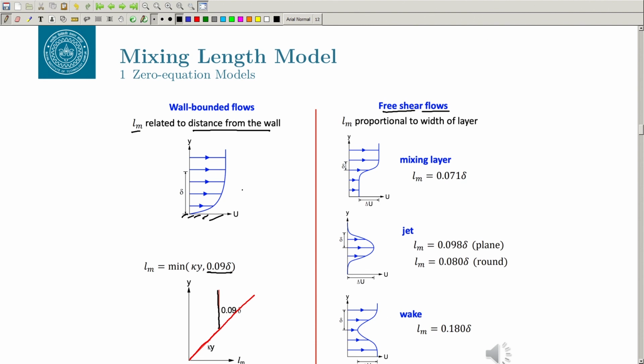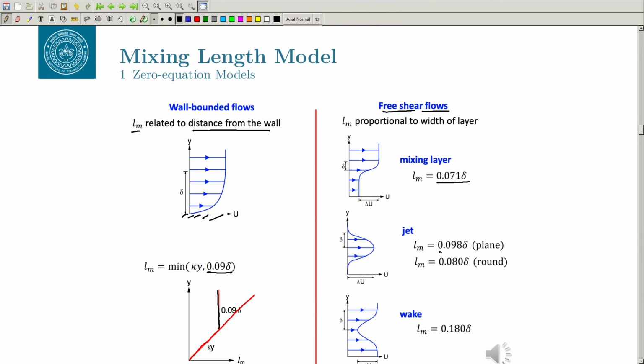Okay. So, for example, you have the jet width, which is given by delta, or in the mixing layer, or you have the wake, right. So, you have these widths present, and you can take some fraction of that width. They have used this, for example, for the mixing layer, 0.071. All these numbers that you see here, like 0.09, 0.071, are from experimental observation. So, it is kind of a data fit. Okay. You try with different numbers.